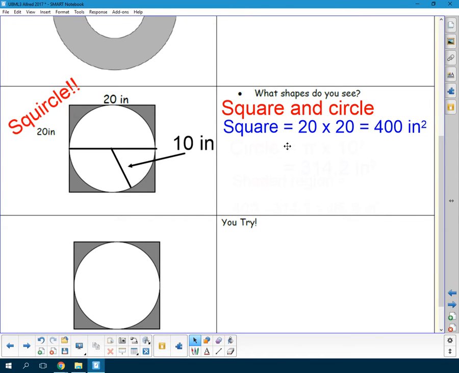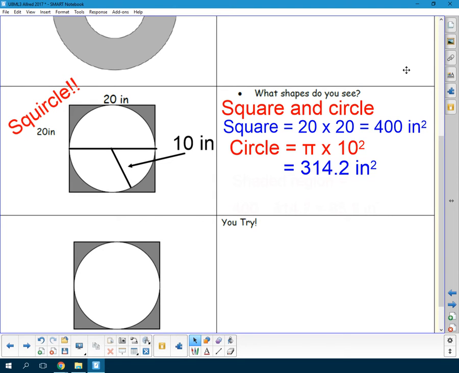So I'm going to take my formula, pi times the radius squared, and do pi times 10 squared. And you have your little calculator. You're plugging away. You're pushing some little buttons. And you probably got about 314.2, rounded to the nearest tenth, inches squared for that circle.